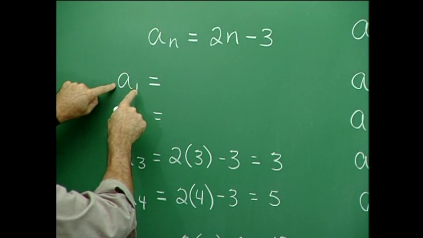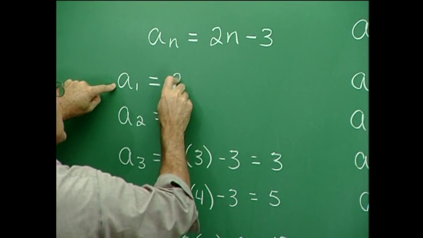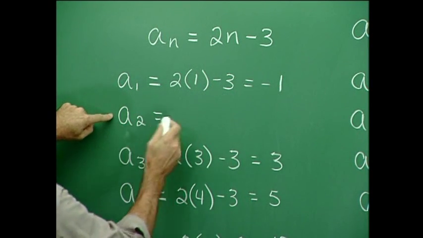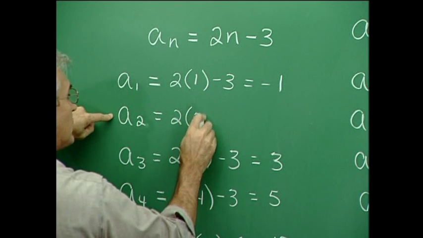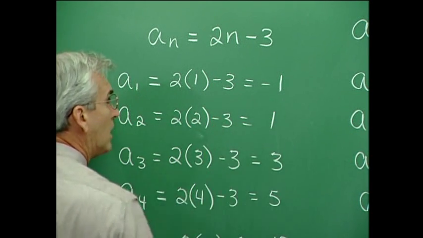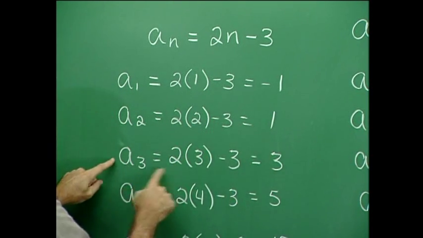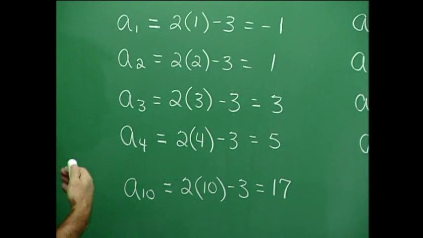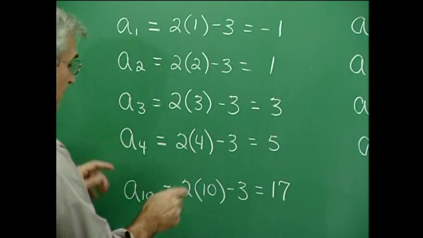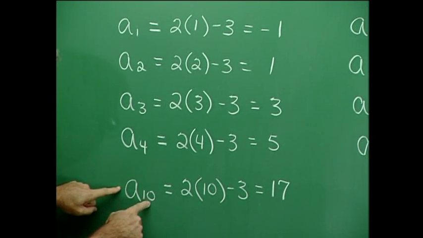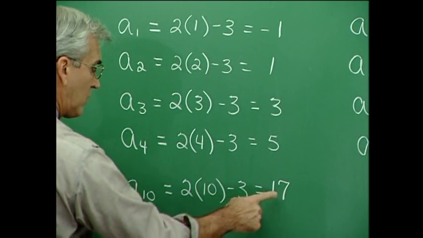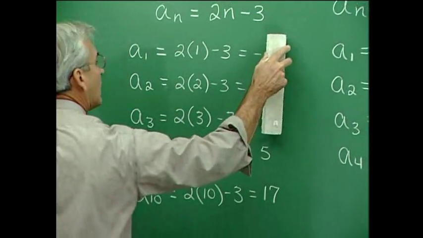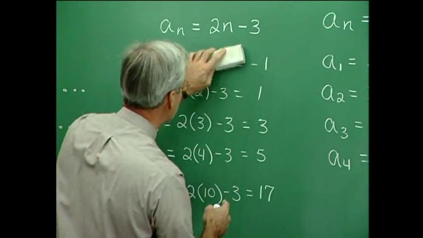So A subscript 1 would be 2 times 1 minus 3, which would be negative 1. A subscript 2, just replace the n with 2 and evaluate, and we get 1. So we have negative 1, 1. A sub 3 turns out to be 3. A sub 4 turns out to be 5. And in this way, we can generate whatever term we'd like to. If we want to generate the 10th term, you see A subscript 10, it would be 2 times 10 minus 3, which is 17.